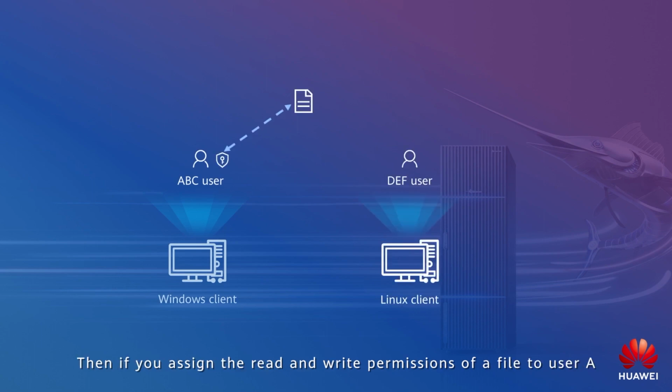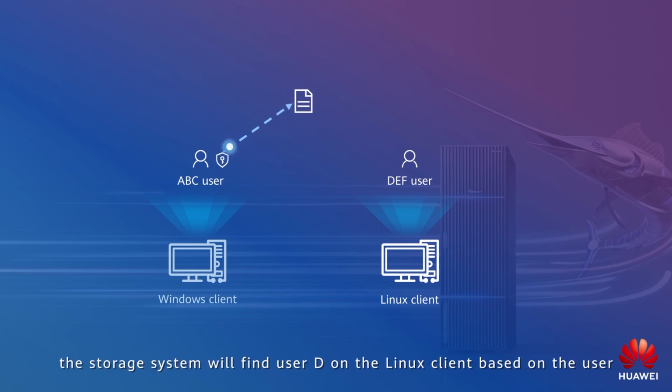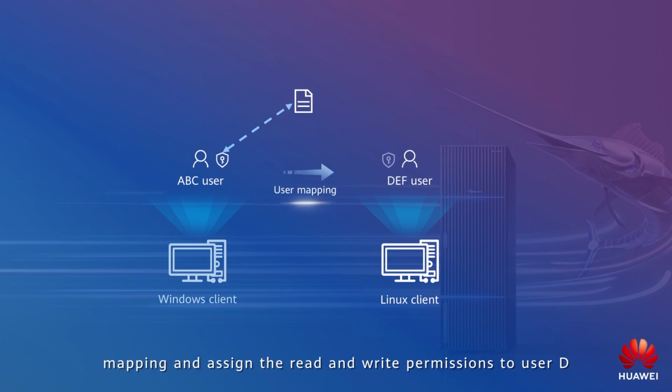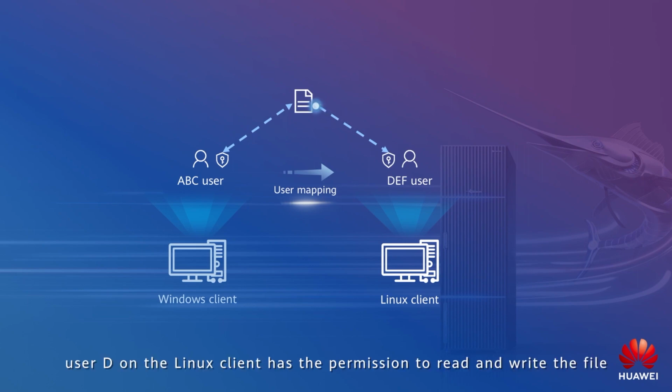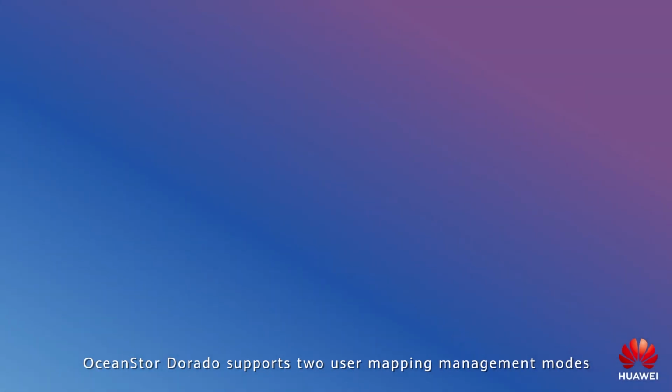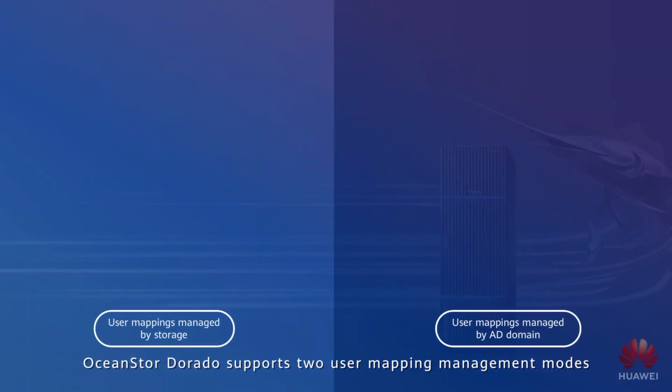Then, if you assign the read and write permissions of a file to user A, the storage system will find user D on the Linux client based on the user mapping, and assign the read and write permissions to user D. In this way, user D on the Linux client has the permission to read and write the file. OceanStor Dorado supports two user mapping management modes.